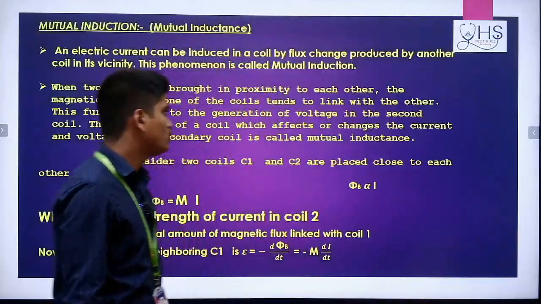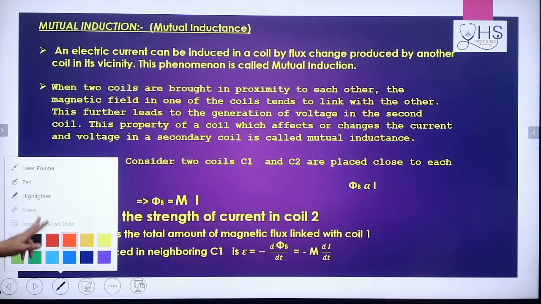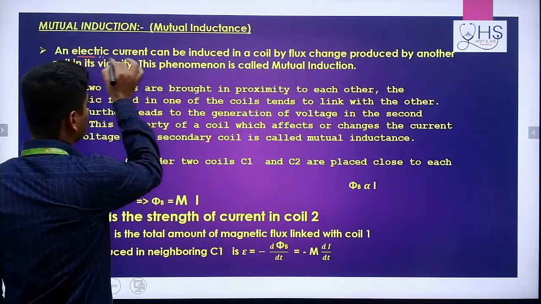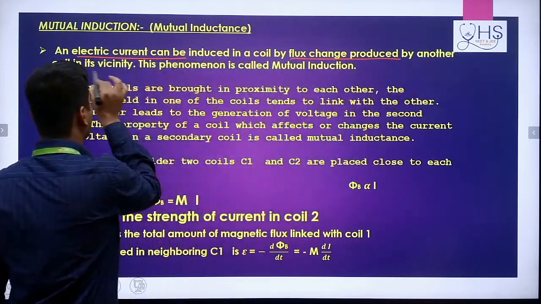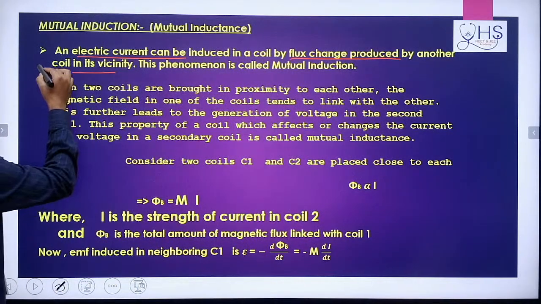Already I discussed that two coils are needed for mutual inductance, and if current is changing in one coil, then a flux change happens in the other coil. So an electric current can be induced in a coil by flux change produced by another coil nearby. This phenomenon is called mutual induction.